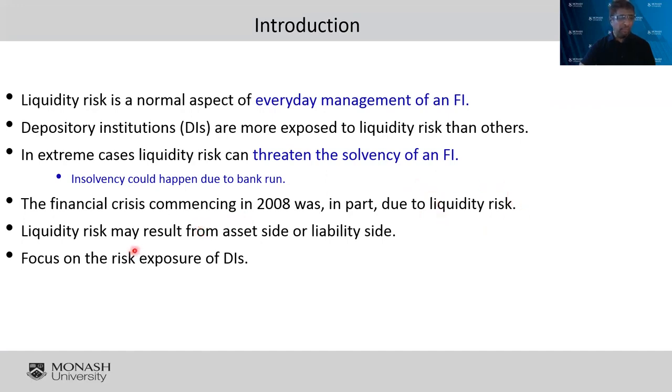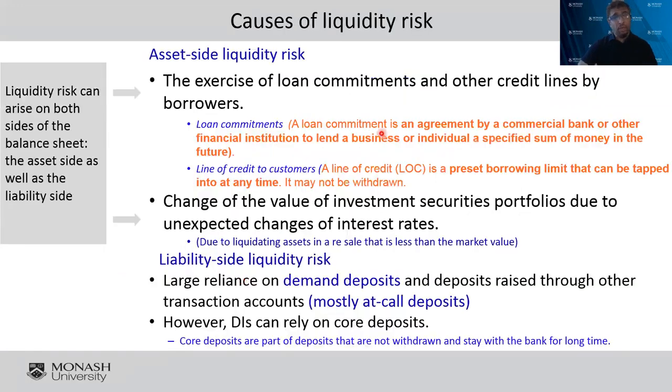around the financial crisis. A liquidity risk may result from the asset side or the liability side, and it focuses on the exposure of the depository institution. Now, I already mentioned to you that the liquidity can come from the asset side. What does it mean? It is a loan commitment. So what is a loan commitment? A loan commitment is a promise to give a loan in the future. And you have to honor it as a financial institution, so if you sign that contract to give a loan in the future, it could be after 1 year, 2 years, 3 years, it depends on the contract.